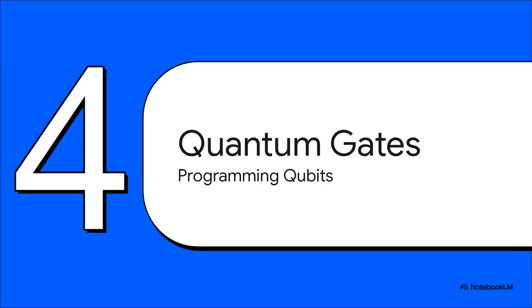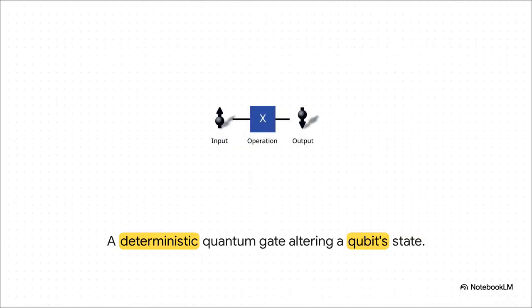Section 4. Quantum gates, programming qubits. So if measuring the data destroys it, how on earth do we actually run calculations? Well, to process quantum data without destroying the superposition, a device uses what we call quantum gates. Unlike the destructive and random measurements we were just talking about, quantum gates are rapid bursts of physical forces that change the state of the qubits.